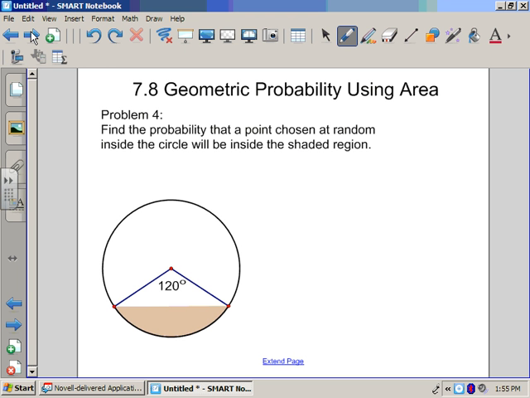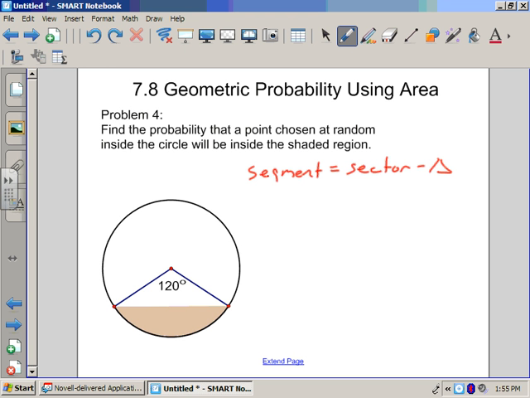In order to solve problem 4, I need to know the area of the segment. Remember that the area of the segment is going to be equal to the area of the sector minus the area of the triangle. That may not be the best mathematical notation up there, but it's what I'm going to use. The area of the segment is the area of the sector minus the area of the triangle.